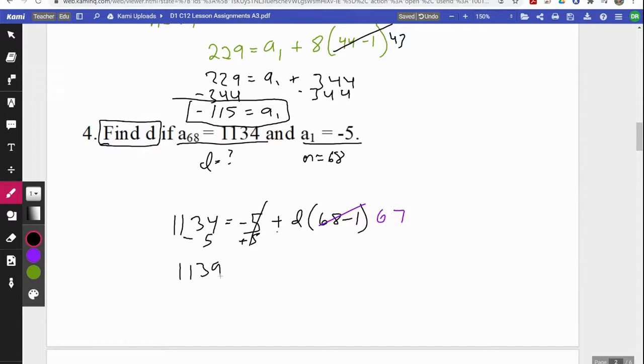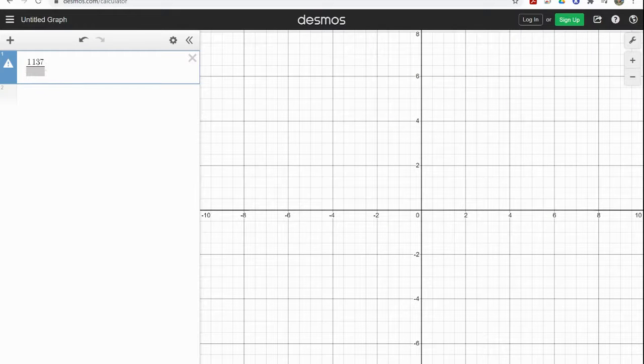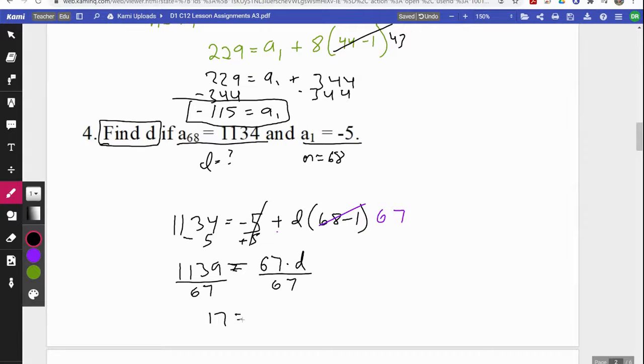This is 1139 equals 67 times d, or d times 67, but either way we're dividing. We're used to seeing the number up front of d, that's why. 1139 divided by 67 is 17. That is d. That means our common difference, the amount that we're going up each time, is 17. If we started at -5 and we found the 68th term using 17 as our common difference, we'd end up with 1134.